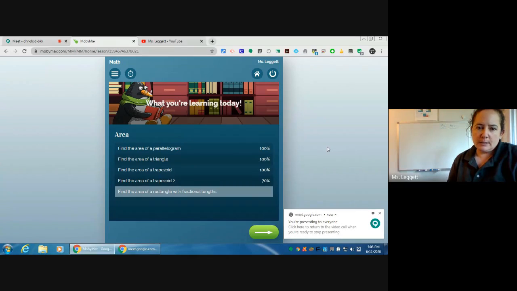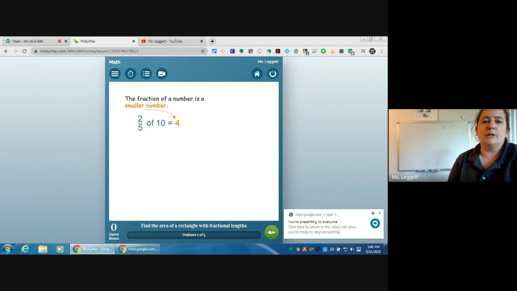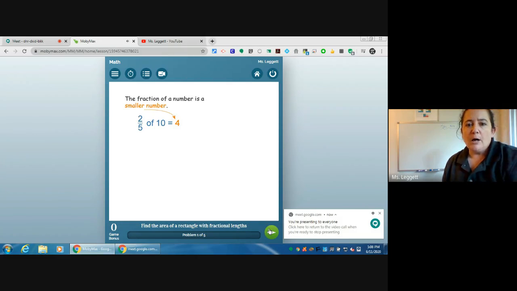Okay, guys, we are doing the last area lesson of Moby Max. Find the area of a rectangle with fractional lengths. All right, so you know how to calculate the area of a rectangle, but this time we're going to be finding the fraction of a number. Let's just get rid of that because you don't need to hear that. You'll hear it on yours.